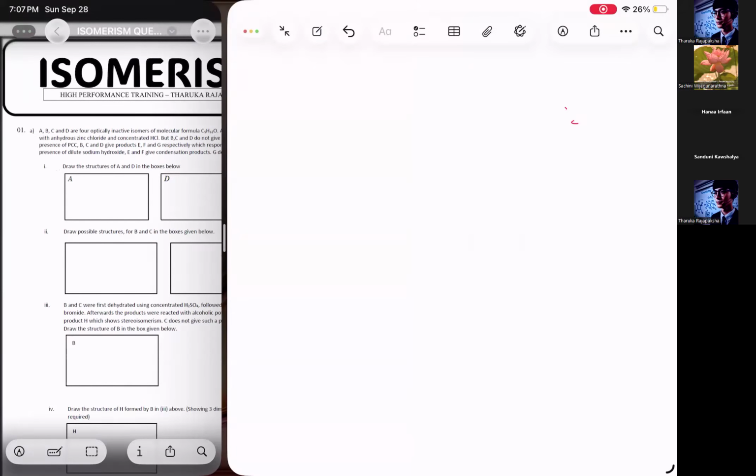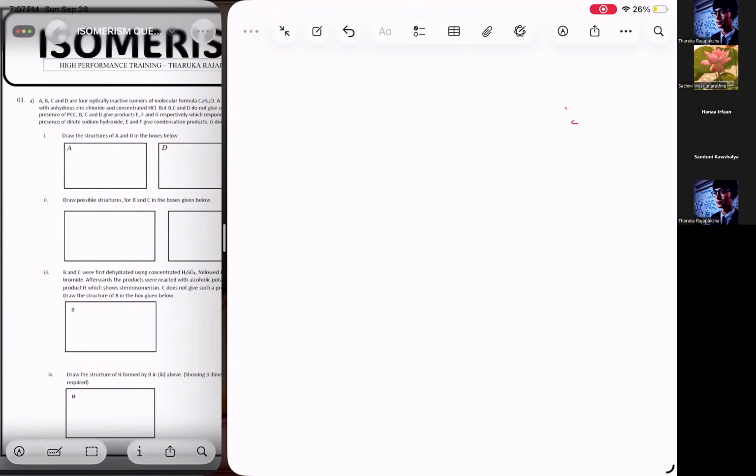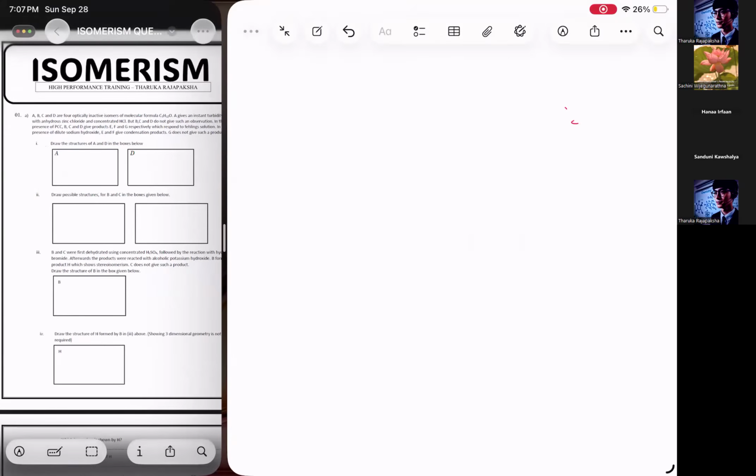A, B, C, D. Now, this is how you do a question. Nobody else will teach this method. This is so easy, which I used in my A levels. I'm going to teach that method to you. First, what you have to do is track the information. There is A, B, C, D. There are four compounds, four optically inactive isomers of molecular formula C5H12O.